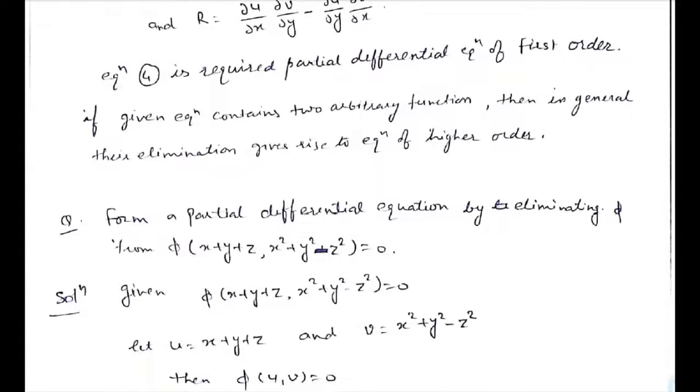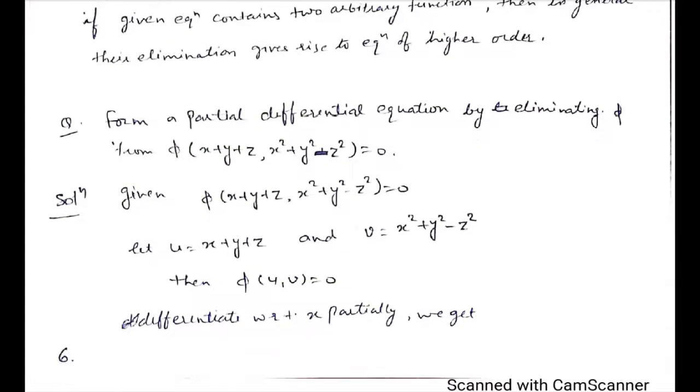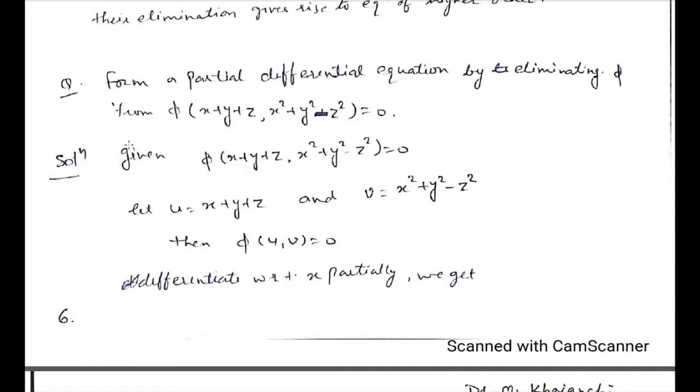Now we solve some problems based on this method. We are given a function phi of (x plus y plus z, and x square plus y square minus z square), and we are to construct a partial differential equation by eliminating this arbitrary function phi.